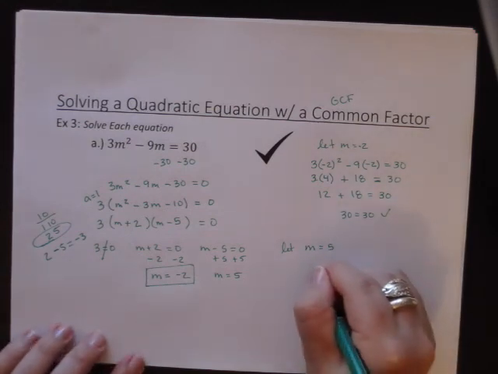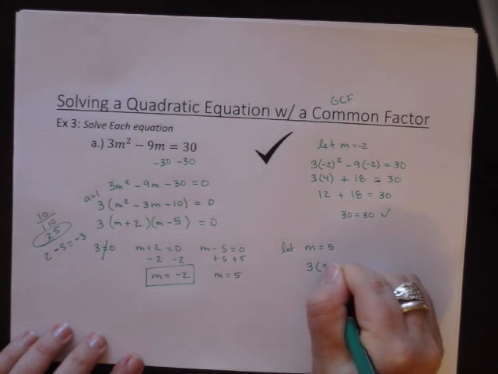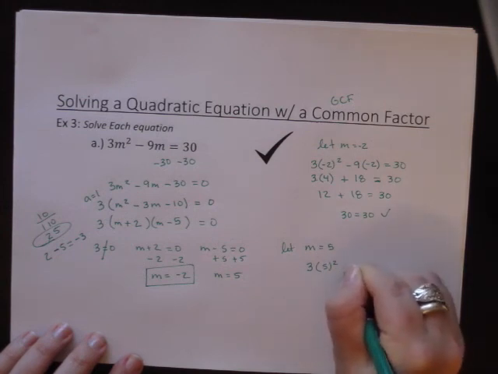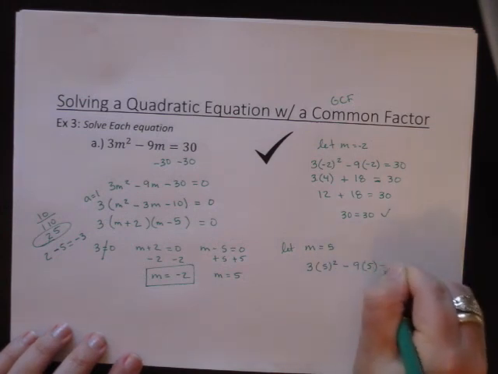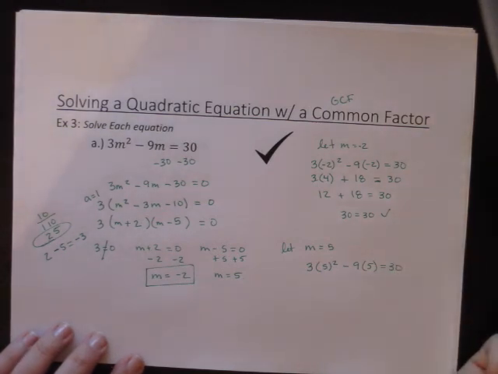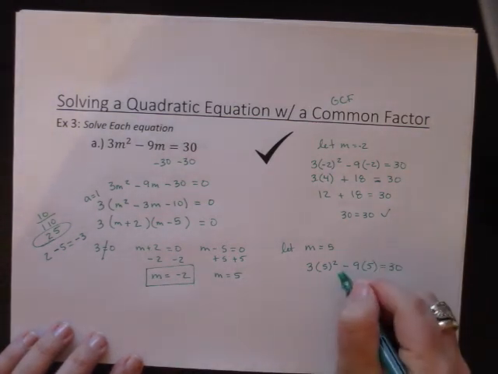So when I let m equal 5 in my original equation, I'm going to go 3 times 5 to the second minus 9 times 5 equals 30. Alright, so let's clean this up. Please excuse my dear Aunt Sally. We've got to look at exponents.